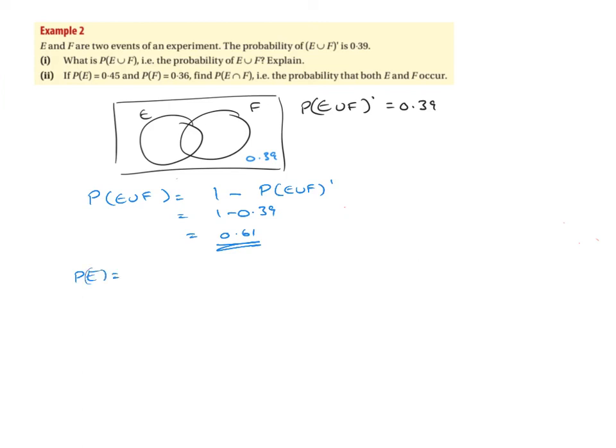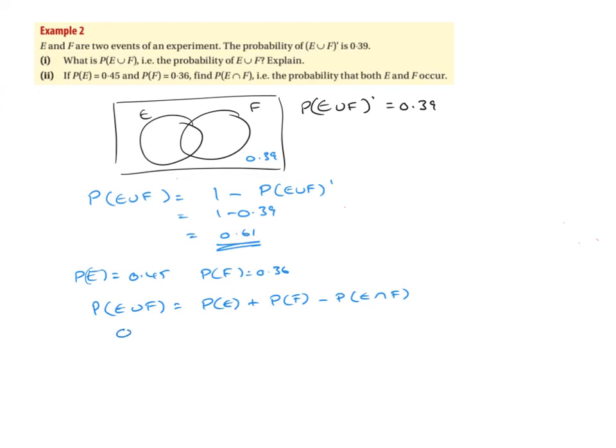We're also then told that P of E is equal to 0.45 and P of F is equal to 0.36, and find the probability of E intersection F. Well, we know that the probability of E union F is equal to the probability of E plus the probability of F minus the probability of the intersection, and that's what we're trying to find. And we know the answer to E union F because we worked it out in the previous part of the question to be 0.61.